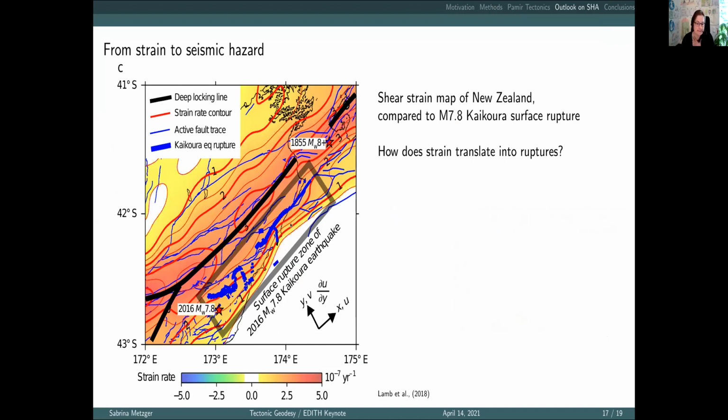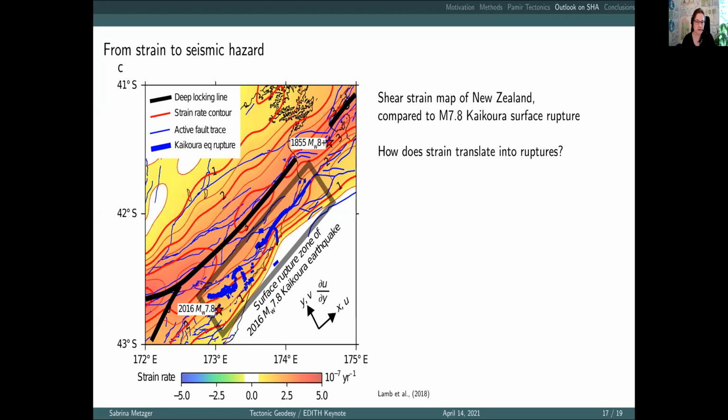But it's a bit frustrating when you think of where the rupture actually will take place. So how does the strain translate into ruptures? And that's not so easy. And that's shown by this figure here, where you see a strain map color-coded in red and yellow, derived from GNSS data in New Zealand, and then you compare it to the really complex surface ruptures of the Kaikoura earthquake in 2016.